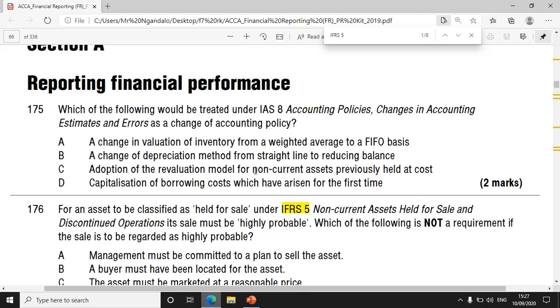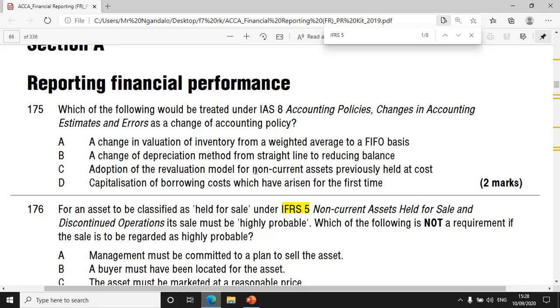Question 175 from your revision kits. Which of the following would be treated as an IAS 8 accounting policy change in accounting estimates and errors as a change of accounting policy? So our focus is change in accounting policy. A says a change in valuation of inventory from weighted average to FIFO basis. I think that's a change in accounting policy. Then B says a change in depreciation method from straight line to reducing balance. I think that one is falling under estimates.